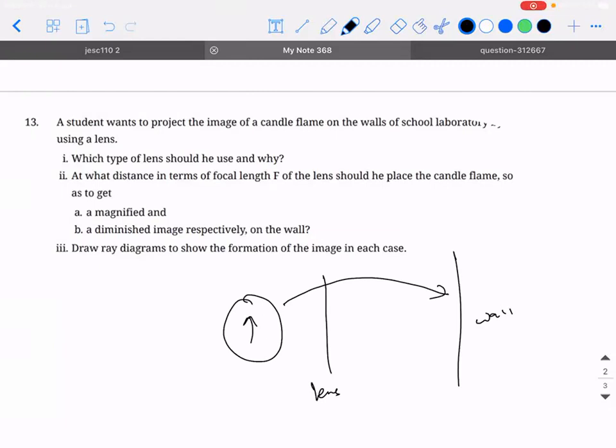What is the type of lens he will use, guys? He will use a convex lens because that is the only one which forms a real image. That's it. That forms a real image when placed between focus and infinity.